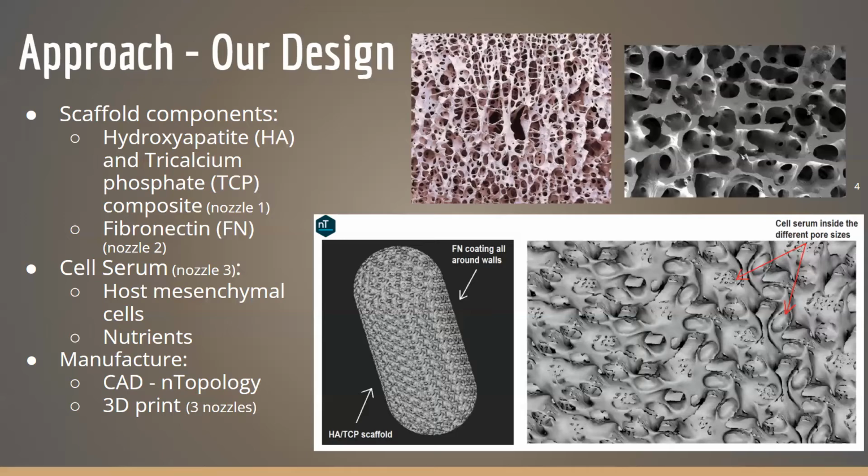Fibronectin is a very common, non-specific, and cheap material used in biomaterials. FN promotes cell adhesion to all cells via a cell binding domain. Mesenchymal cells are the stem cells of the bone, which give rise to osteoblasts, osteocytes, and osteoclasts. The cell serum will also contain nutrients needed by the cells, which will include carbohydrates, proteins, fats, vitamins, minerals, and water. We'll also promote angiogenesis by having vascular endothelial growth factor, or VEGF, in the cell serum, which is a signaling protein that promotes the growth of new blood vessels.